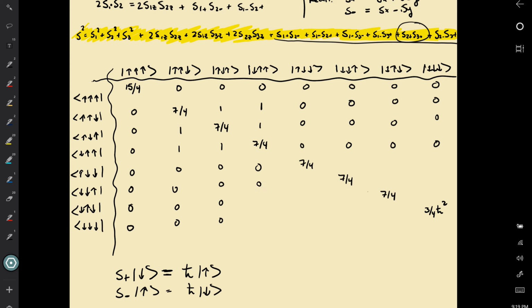And the answer will be no. 0, 0, 0. Okay, now we're down here, and we've got up, down, down, down, down, up, and down, up, down. So just 2 down and 1 up, different combinations. And so let's start over here: down, down, up.